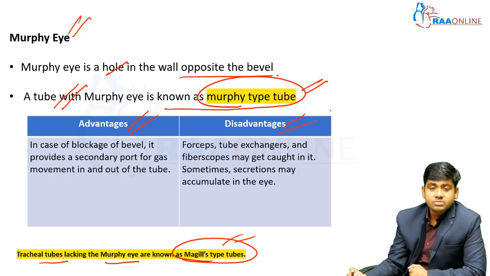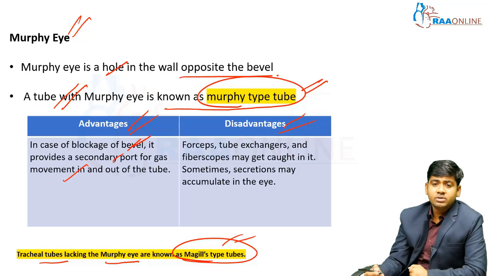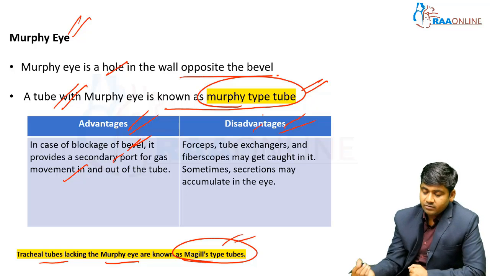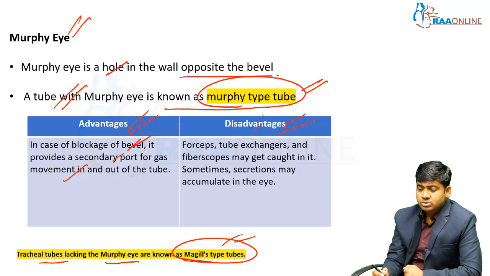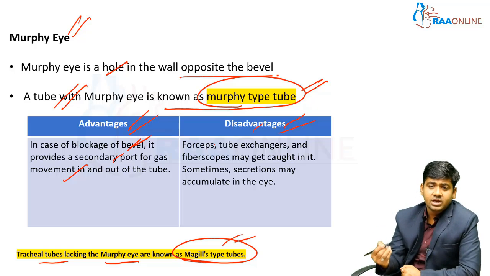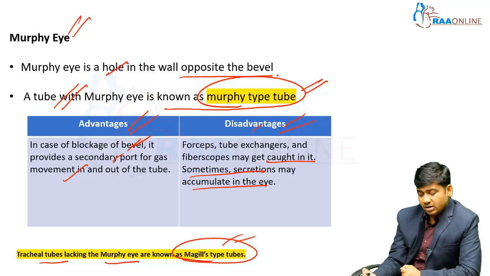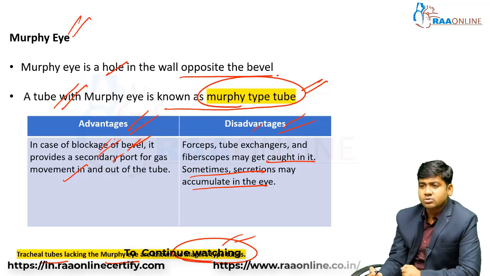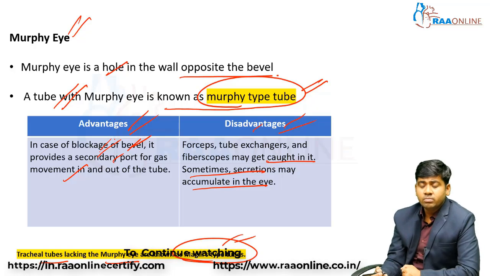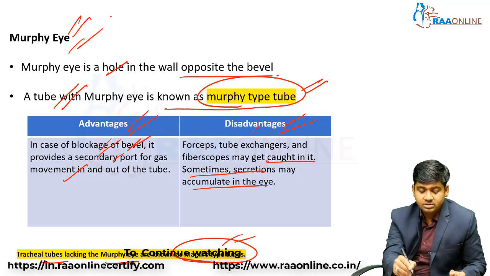What is the advantage and disadvantage of this Murphy's eye? Advantage: in case of blockage of the bevel end, it provides a secondary port for gas movement in and out of the tube. That means it is an additional source of ventilation. Disadvantage: sometimes we insert Magill forceps, sometimes we insert a fibroscope. Sometimes the Magill forceps or the fiber optic scope may get stuck in the Murphy's eye. Sometimes secretions may accumulate in the eye itself. But the advantage is mainly that when the bevel end is blocked, it will provide another source of ventilation and the tube will not be blocked completely because of the presence of the Murphy's eye.